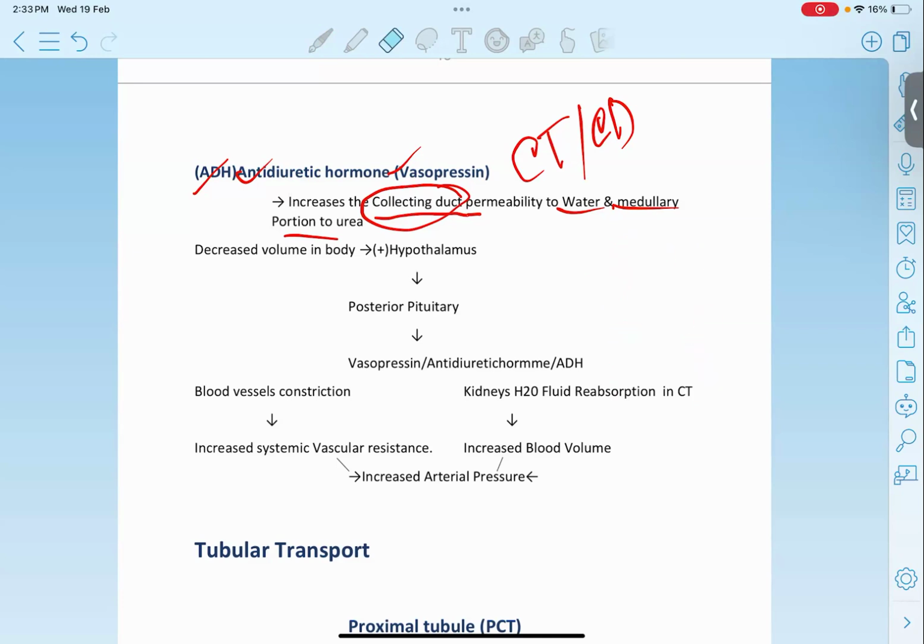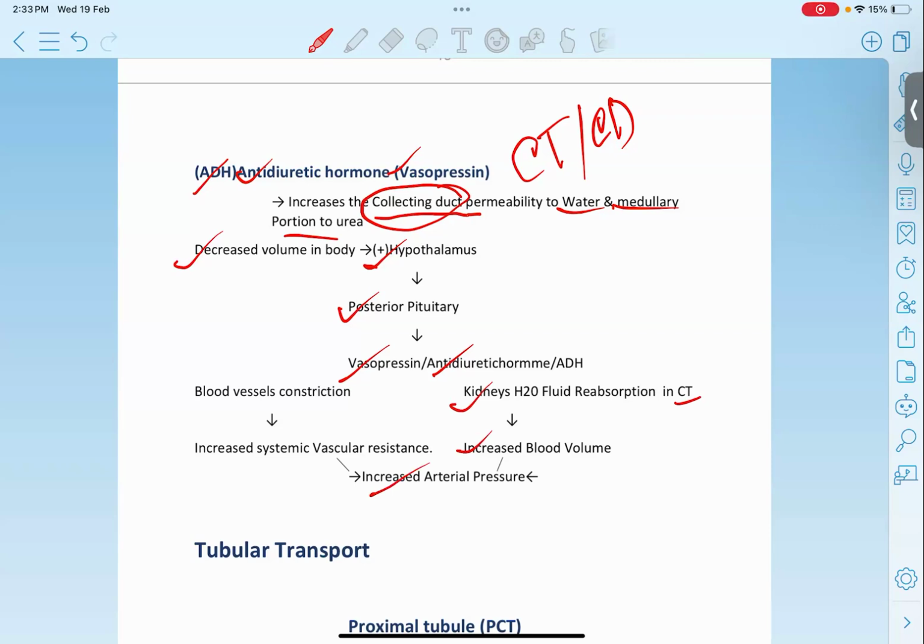So what would happen? More water will get reabsorbed due to the increase in permeability of the collecting duct. How it works: if there is decreased volume in the body, the hypothalamus will get stimulated. The hypothalamus will stimulate the posterior pituitary, and the posterior pituitary will release vasopressin, or ADH, or antidiuretic hormone. So one function is that the kidney will reabsorb water in the collecting duct. If the kidney is reabsorbing water, that means blood volume is increasing, blood pressure is increasing.